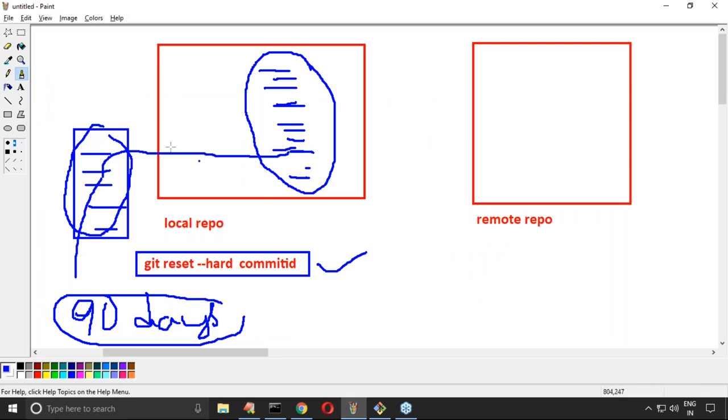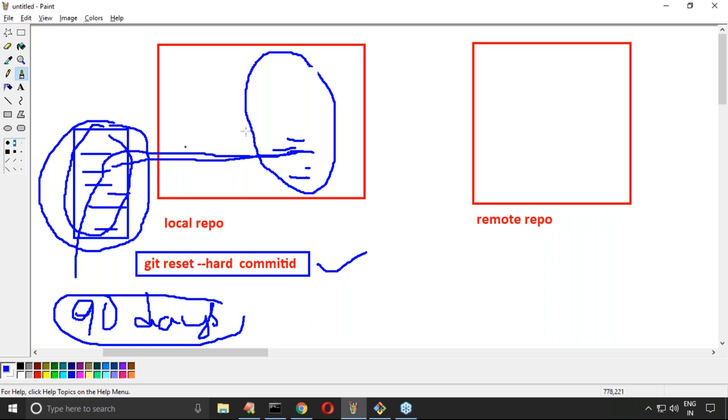Suppose by mistake I did some destructive operation, and because of that something got removed in our repository. No problem. The corresponding entry will by default be available in the reflog. By using that entry we can recover the state, no issue at all, even though it is a very destructive operation. Are you able to understand?